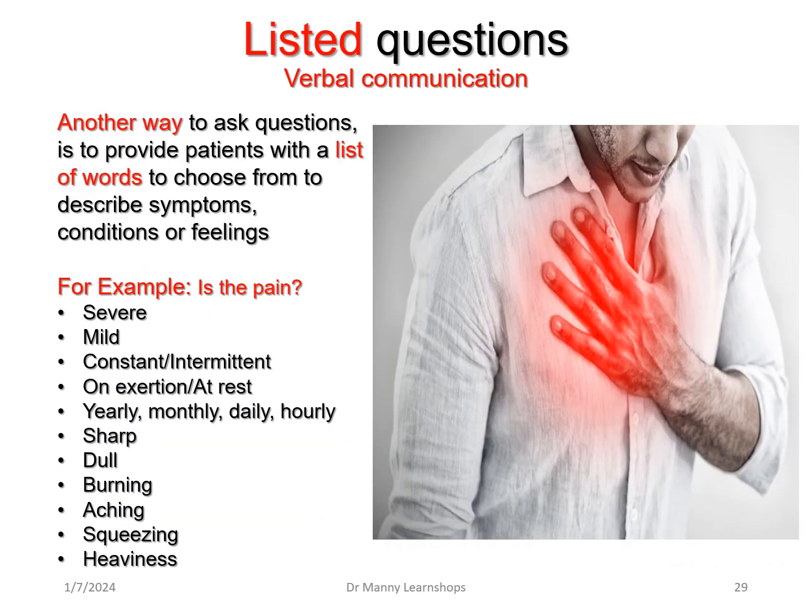Listed questions is another way to ask. So, for example, you could then say, is the pain severe, mild, constant? Do you get it at rest? Daily, hourly, monthly, yearly, sharp, dull, burning, etc.